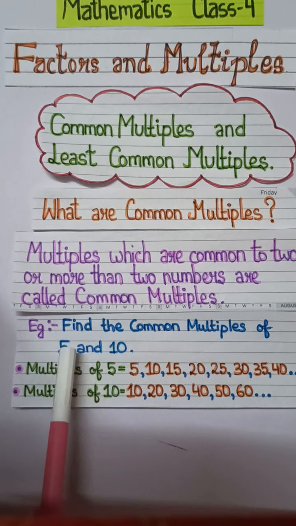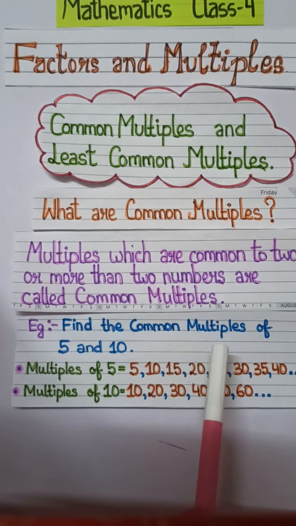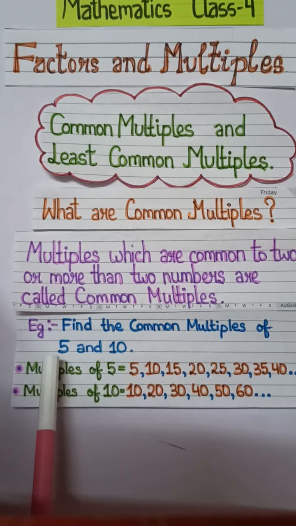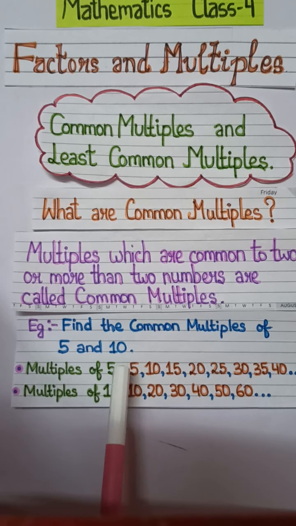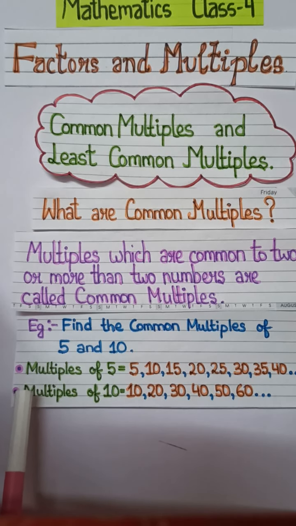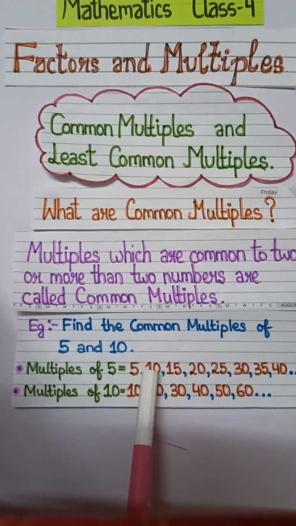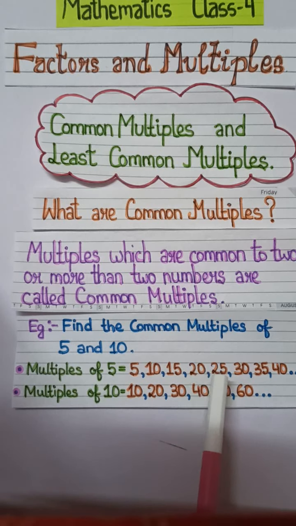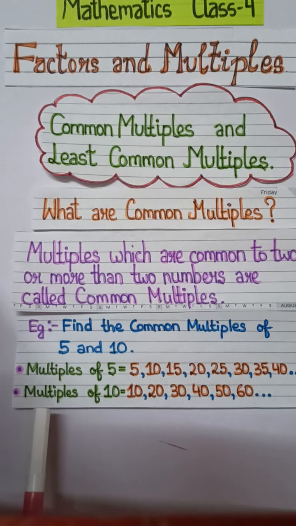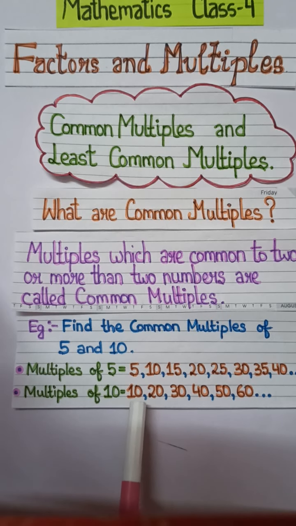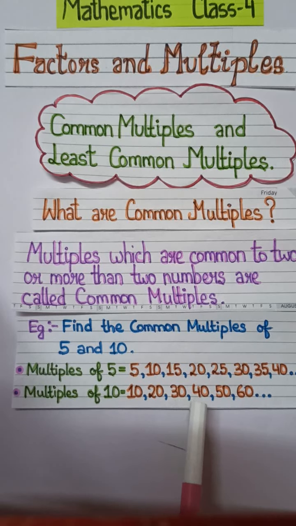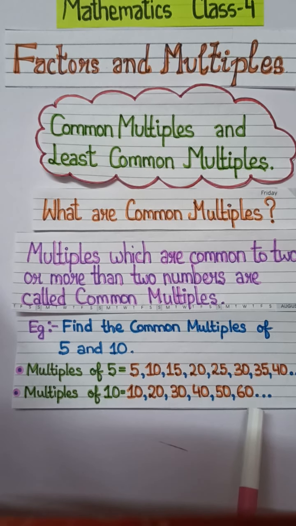In this example, we will find the common multiples of the numbers 5 and 10. So let us begin. We will begin with the multiples of 5, mainly 5, 10, 15, 20, 25, 30, 35, 40 and so on. Then we will write the multiples of 10: 10, 20, 30, 40, 50, 60 and so on.